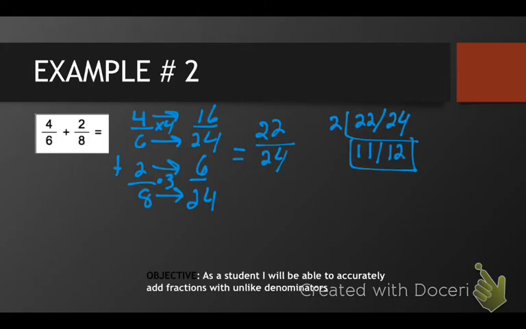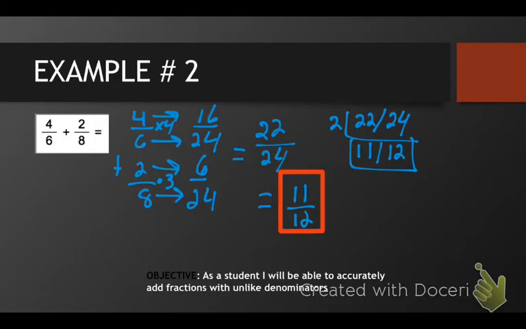11 twelfths. Those are consecutive counting order numbers. So I'm done. I'm simplified. 11's prime too, and doesn't go into 12. So my answer is 11 twelfths. And ladies and gentlemen, put a box around it. Make sure people can see it. 11 twelfths is your answer for this one.